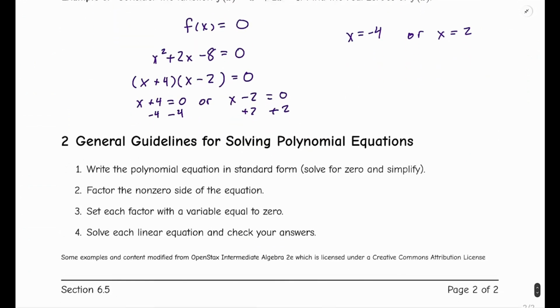General guidelines for solving polynomial equations. Write the polynomial equation in standard form, solve for 0 and simplify, factor the non-zero side of the equation, set each factor with a variable equal to 0, solve each linear equation, and check your answers. And that's the end of section 6.5.